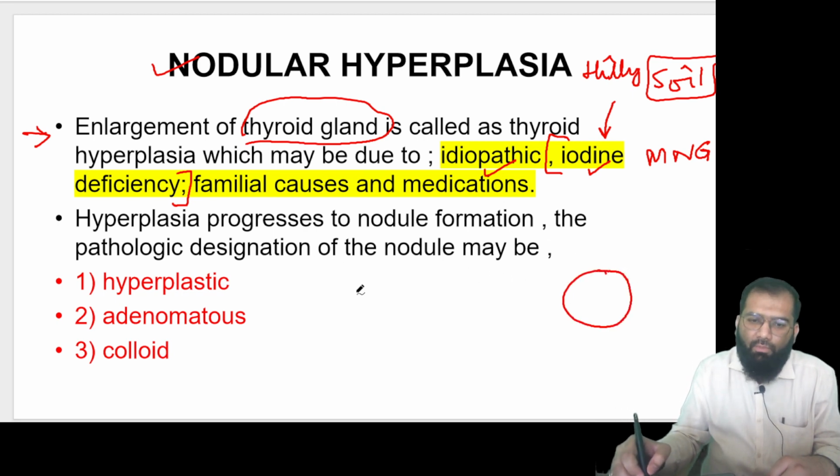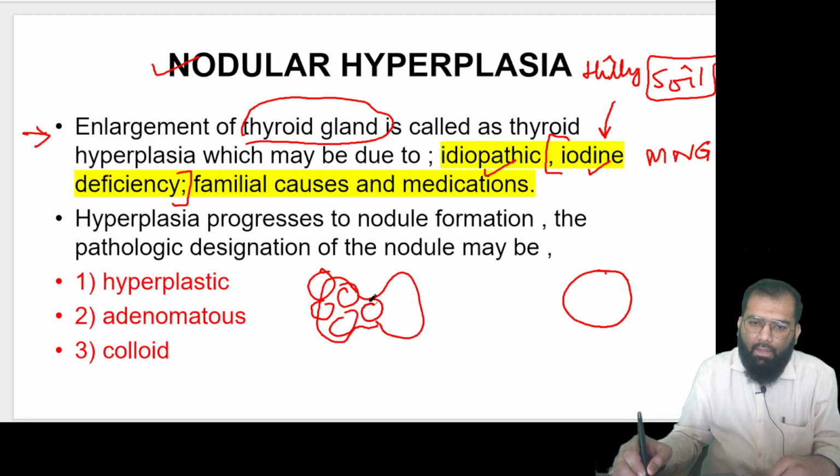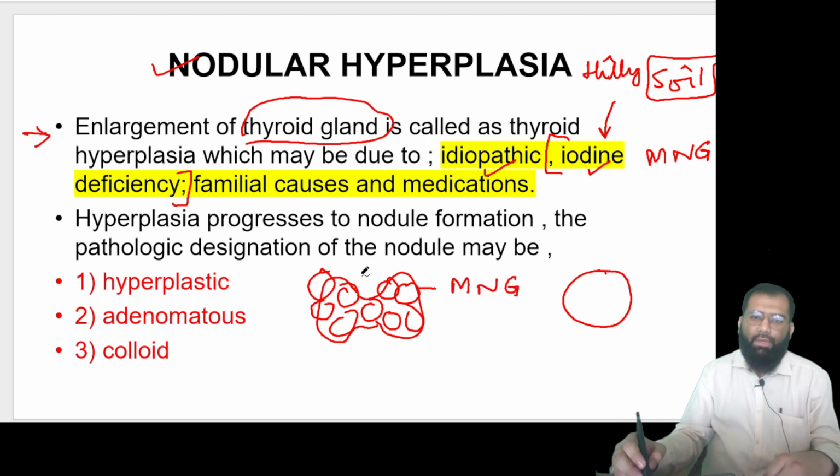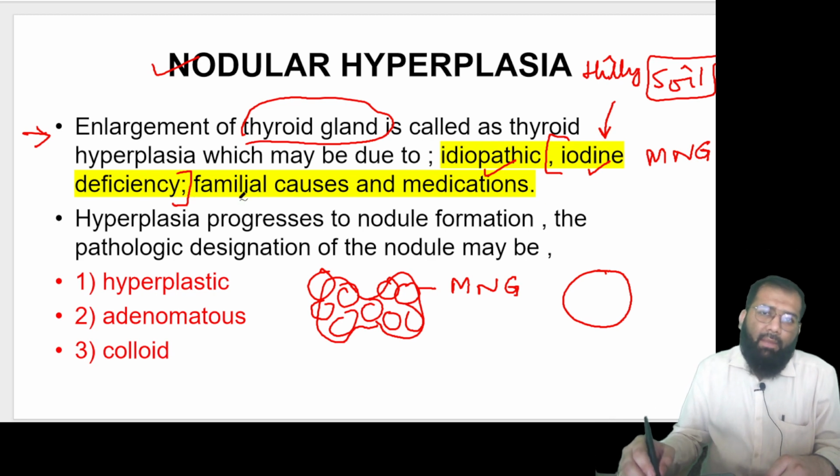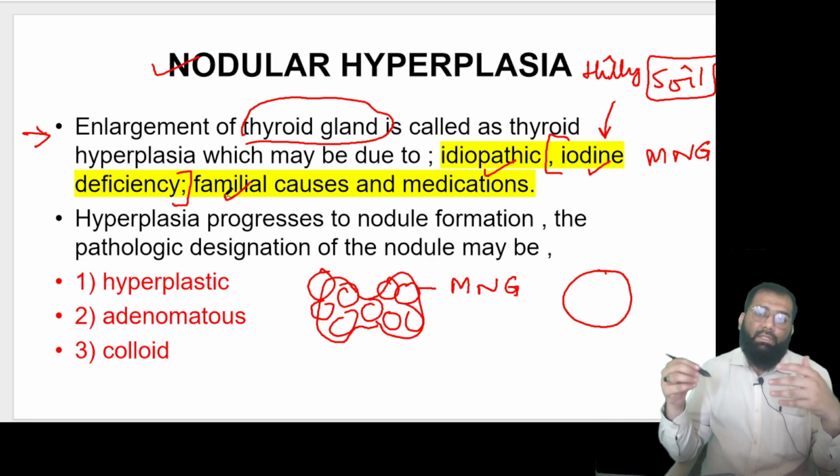But sometimes, if this is a thyroid, you might see multiple nodules within the thyroid. The entire thyroid would be enlarged, and multiple nodules would be seen. This is called MNG, multinodular goiter. Now, sometimes the goiter may be familial, it runs in families.